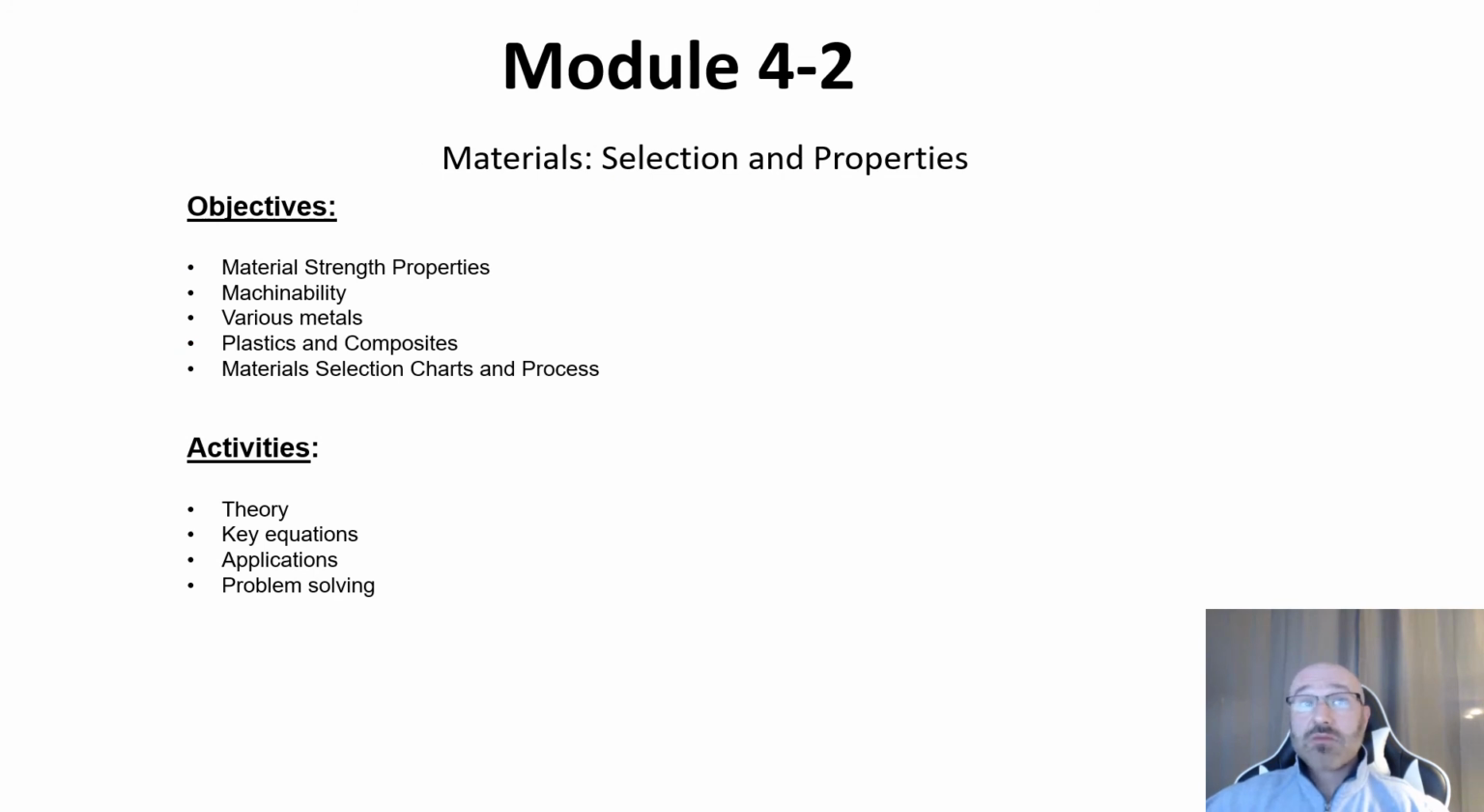For the second lecture, Module 4.2, we'll continue looking at materials, but more in depth at the selection process and the properties of those materials. We'll talk about material strength properties, how we can acquire those through testing, where we can look them up, and the machinability of the different materials. We'll compare a couple of different types of metals, plastics, and composites, and then look at some selection charts. Again, within Module 4.2 we'll go through key theory, background information, key equations associated with those theories, practical applications, and then apply some problem solving as well.